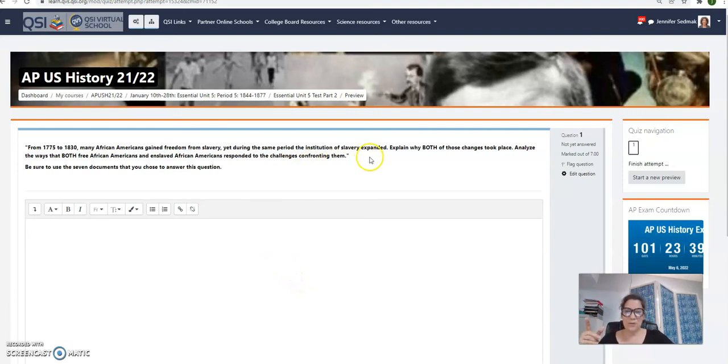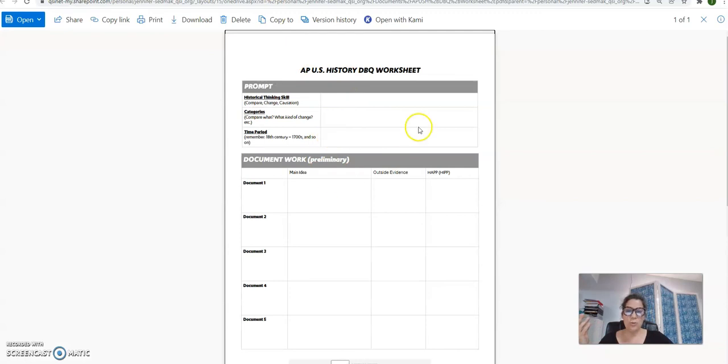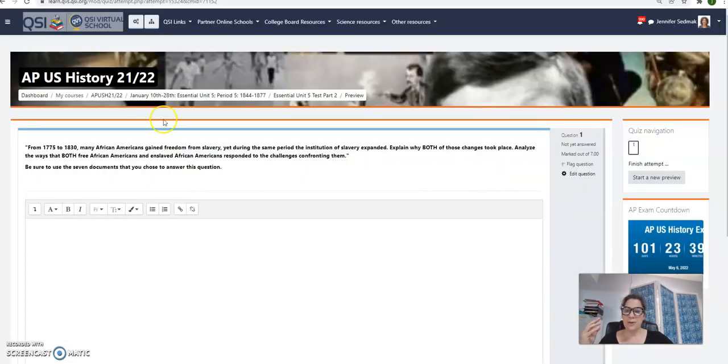But there is the prompt for you, for you to have a sneak peek. Again, please don't write the essay ahead of time, but use the prompt to work through this worksheet. And it's from 1775 to 1830. Many African Americans gained freedom from slavery, yet during the same period, the institution of slavery expanded. Explain why both of those changes took place. Analyze the ways that both free African Americans and enslaved African Americans responded to the challenges confronting them.